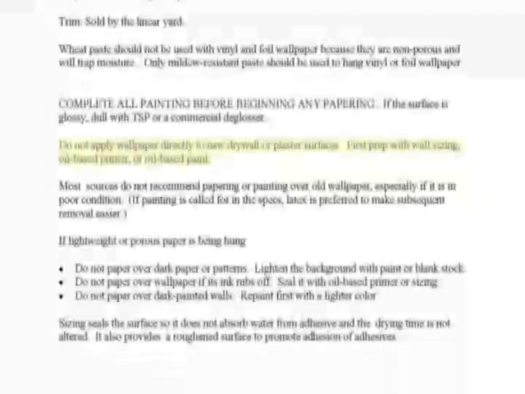And let's underline the very next sentence as well, too. Most sources do not recommend papering or painting over old wallpaper, especially if it is in poor condition. The recommendation is to remove the old wallpaper first and then start again. Read through the rest of that, understand what is being said. And let's go on to the finished work of carpet, tile, and cabinet work.